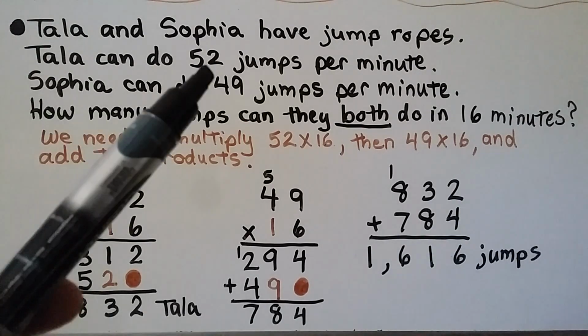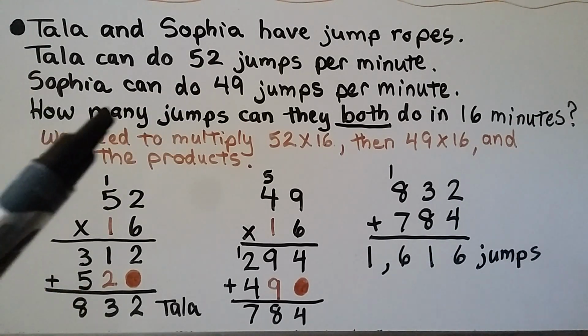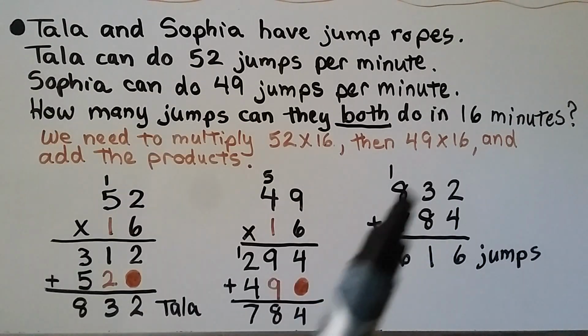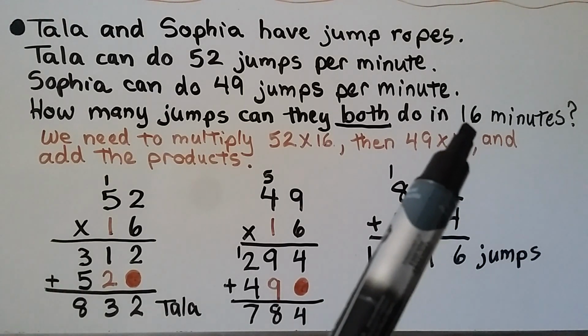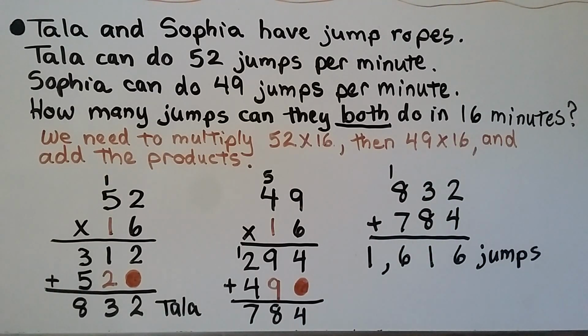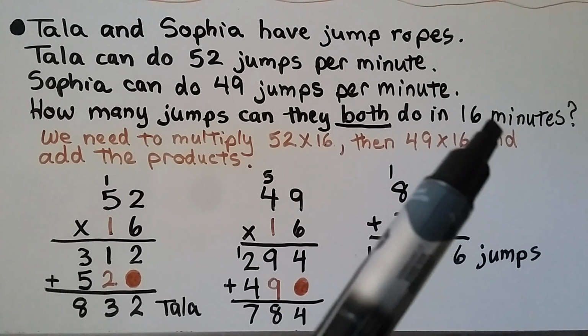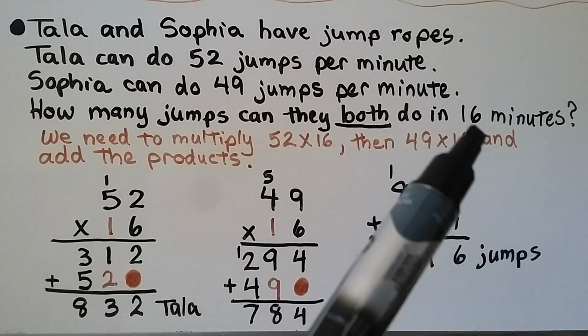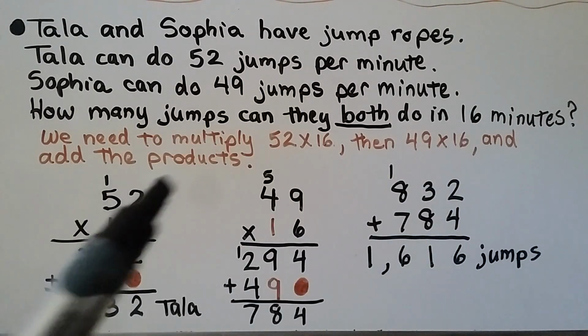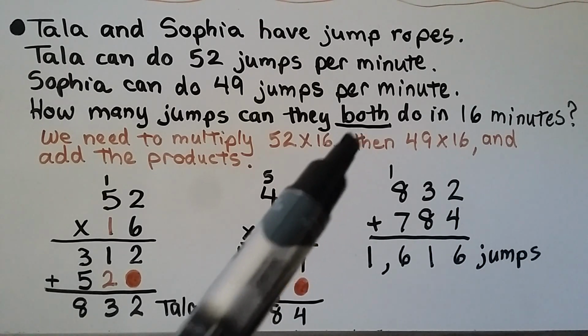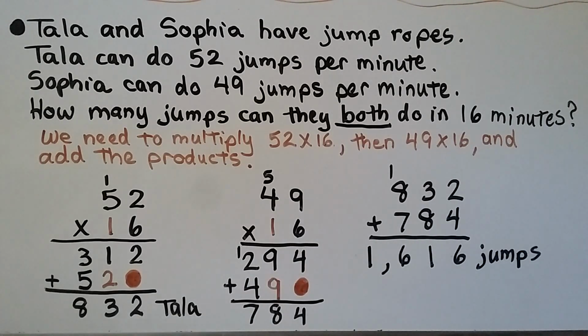So we know Tala can do 52 jumps, we know Sophia can do 49, and we need to know how many they can do in 16 minutes. So we need to multiply 52 times 16 and 49 times 16. Then we need to add the products to know what they both can do in 16 minutes. We start with 52 times 16.